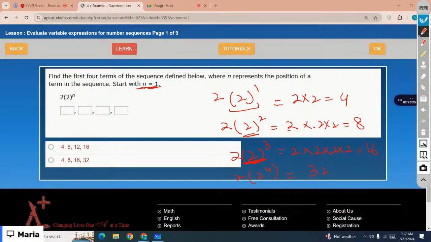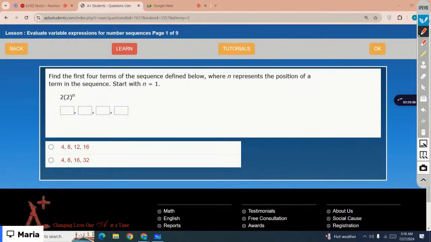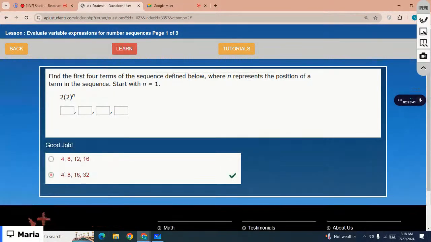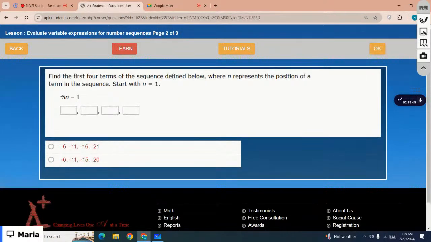Okay, let's just start with the next one. So the correct option is 4, 8, 16, and 32. Option number 2 is the correct option. Okay, the next one is find the first 4 terms in the sequence defined below, where n represents the position of a number. So, which is the sequence? You can evaluate and write the answer in the chat box, which is the correct option.